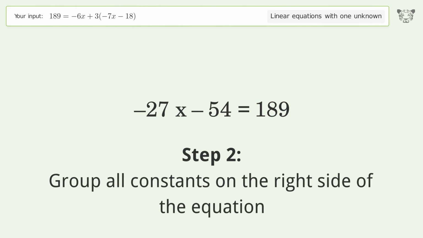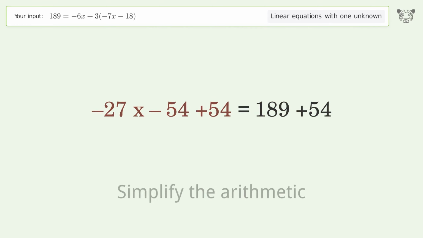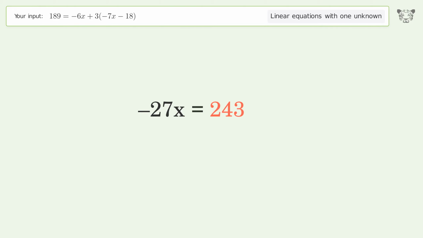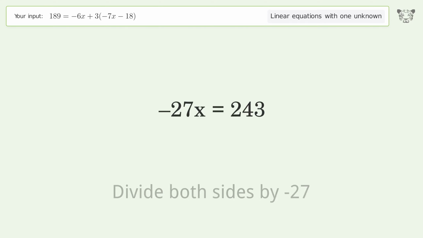Group all constants on the right side of the equation. Add 54 to both sides. Simplify the arithmetic. Isolate the x. Divide both sides by -27.